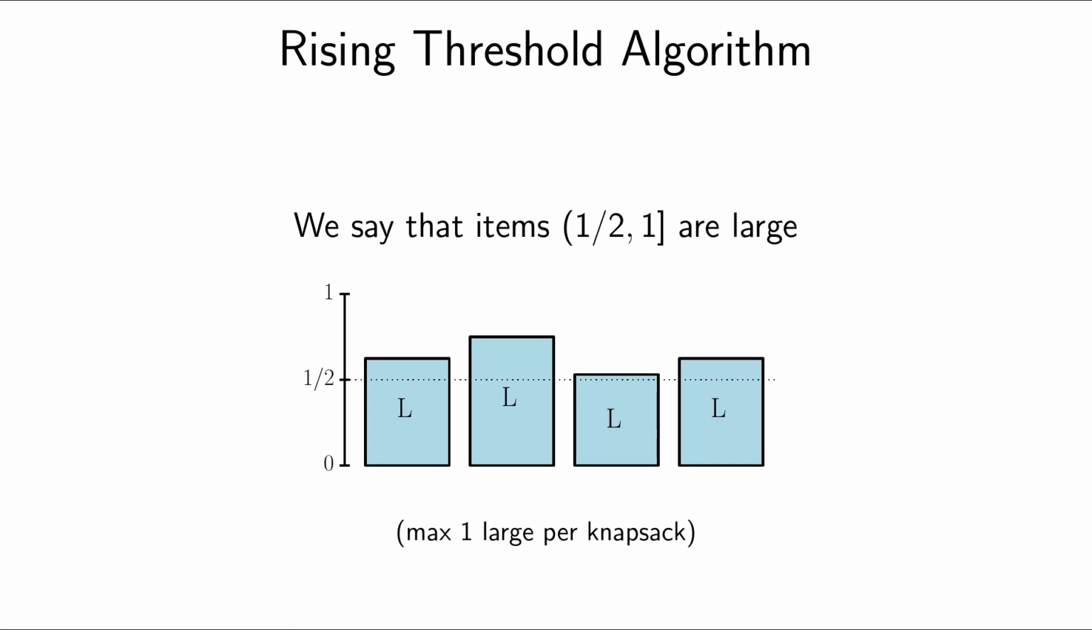Now we describe the rising threshold algorithm. The name will be clear shortly. The algorithm classifies items based on their size. For example, we said that items of size at least half are large. At most one large item can fit in one knapsack. Later we will define medium and small items.